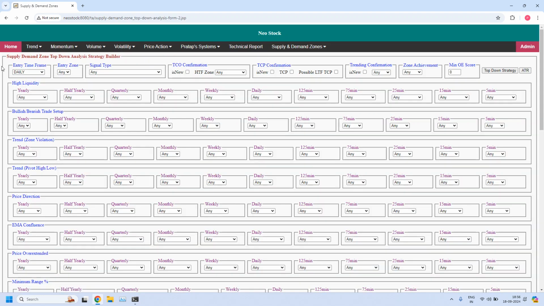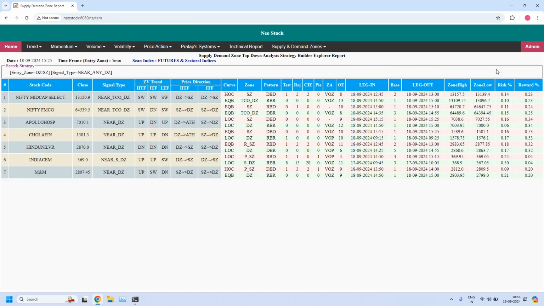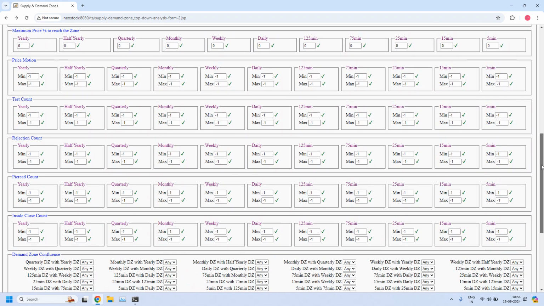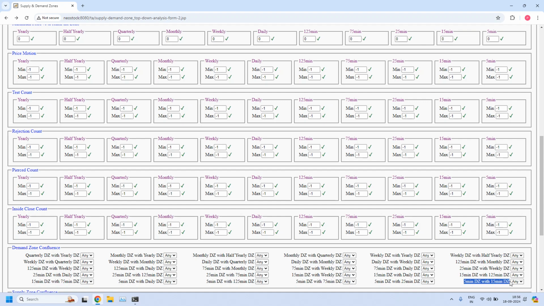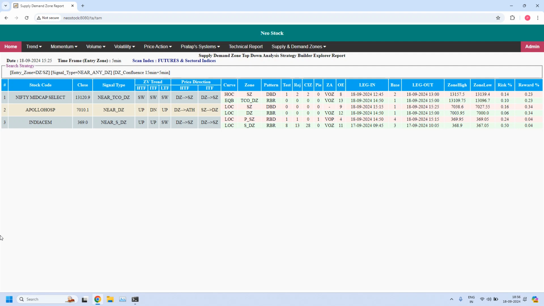Okay, the next time frame is 5 minutes. Let us find the stocks near 5 minutes demand zone. 7 stocks are filtered. Now let us verify out of these 7 how many are having 5 minutes demand zone and 15 minutes demand zone confluence. 5 minutes demand zone with 15 minutes demand zone confluence. I am enabling the filter. Let's verify. So 3 stocks are filtered.